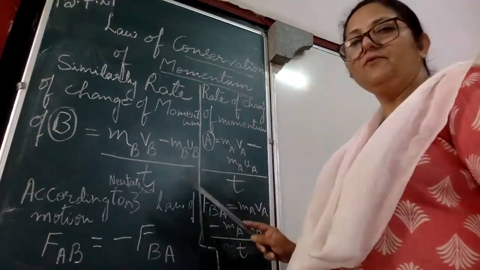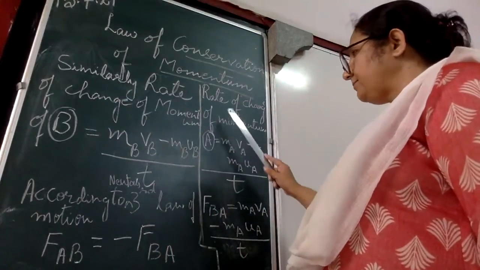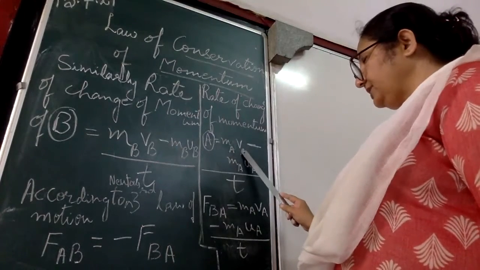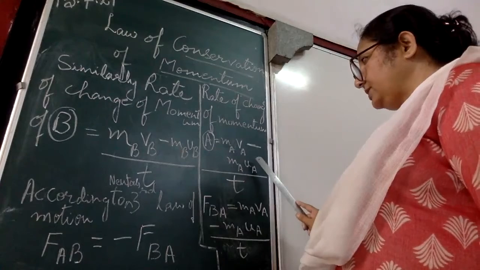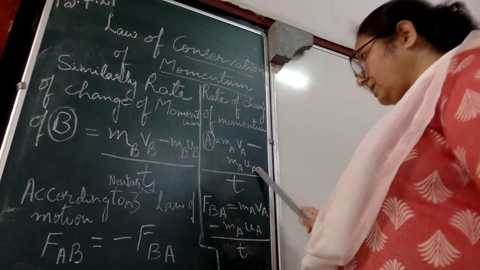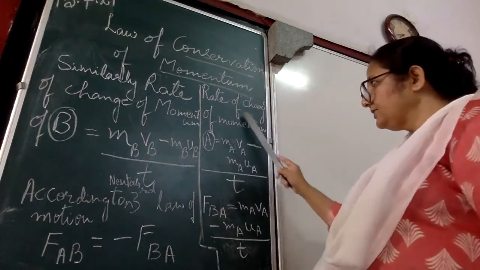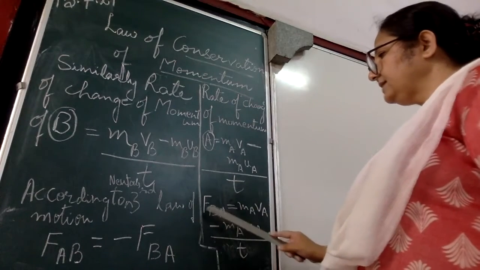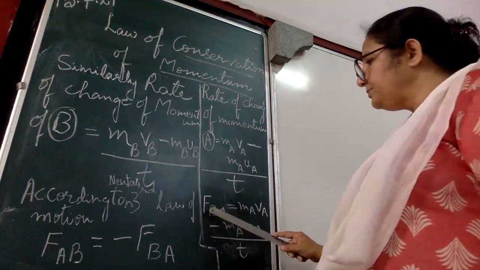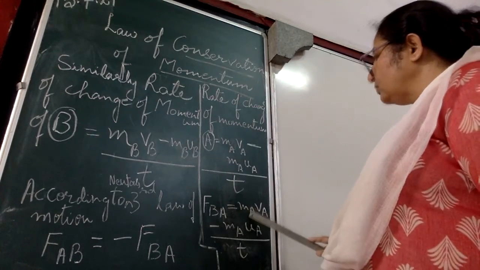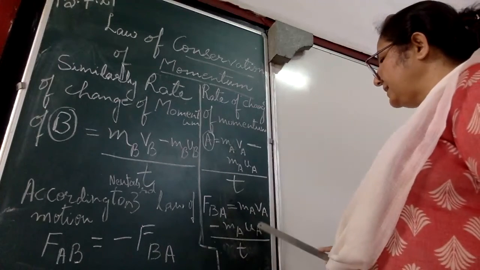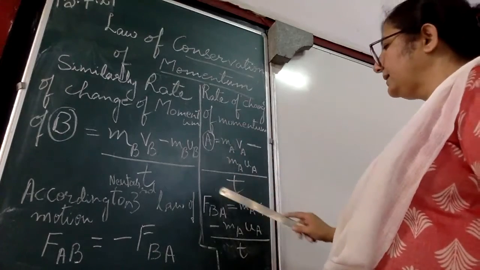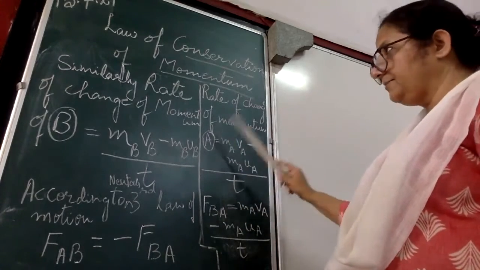So we have seen that the rate of change of momentum of body A will be equal to (mAvA minus mAuA) upon t. And therefore, this rate of change of momentum is equal to FBA, that is the force exerted by B on A, which is equal to (mAvA minus mAuA) upon t. This is the force which is exerted by B on A.